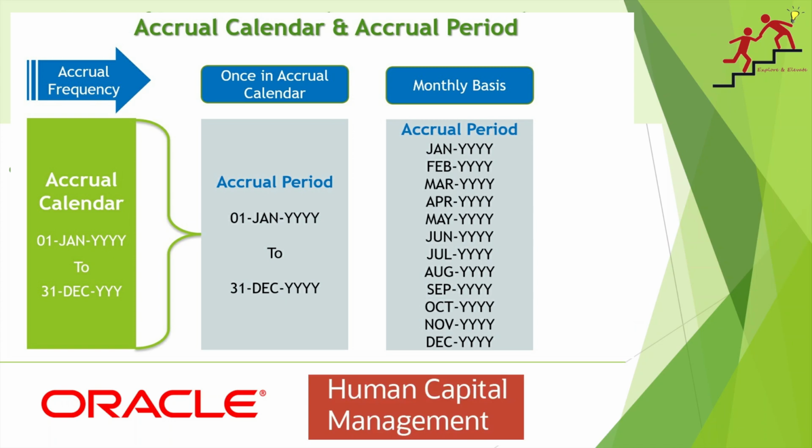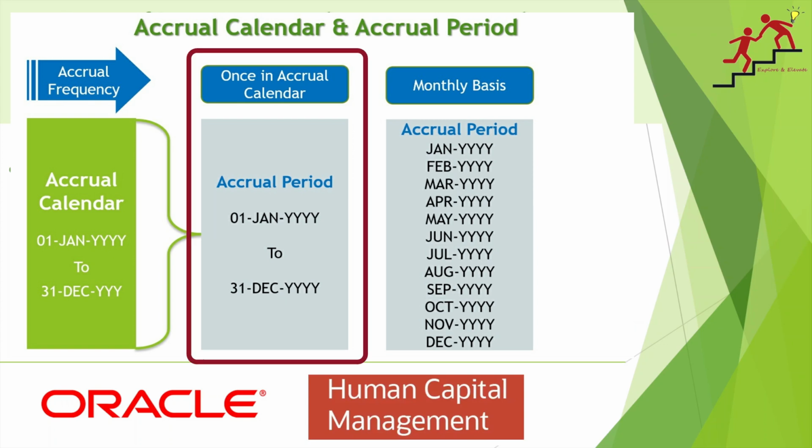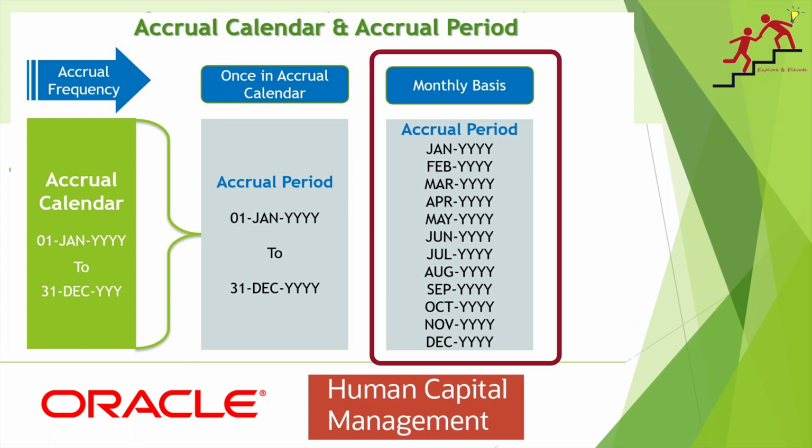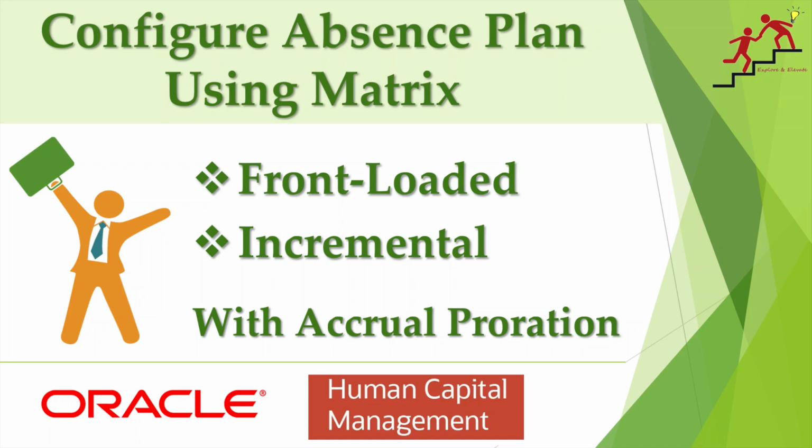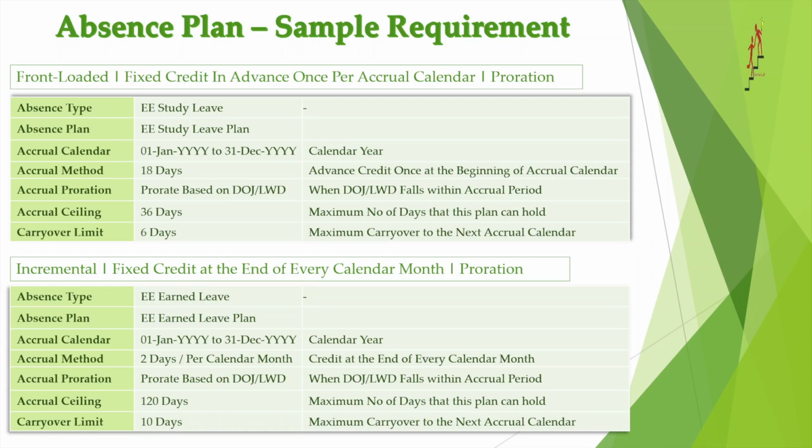In HCM Cloud absence plan configuration, the one-time credit can be configured using the front-loaded option, and the credit in multiple installments can be configured using the incremental option. We will be covering both the options in this video. These are the basic accrual plan requirements which we are going to configure.